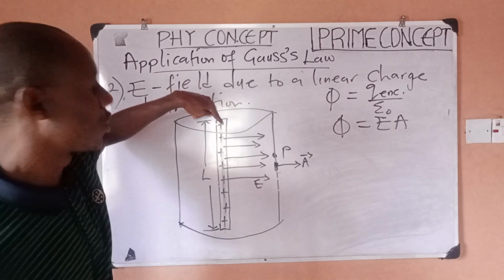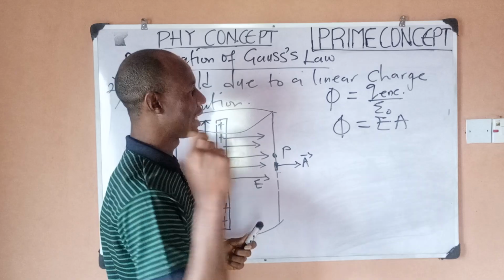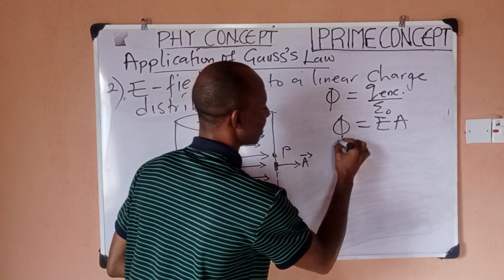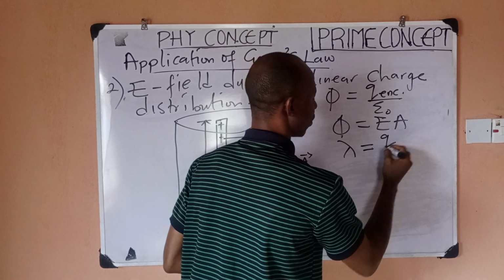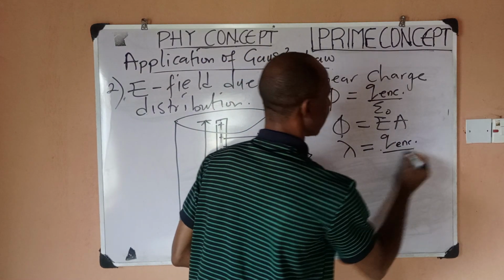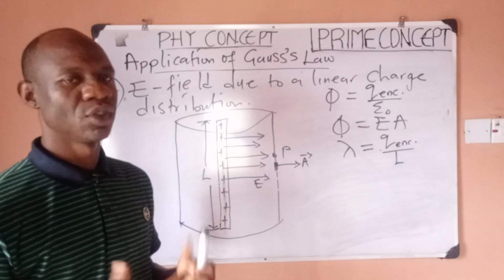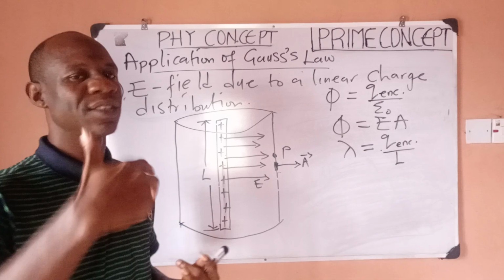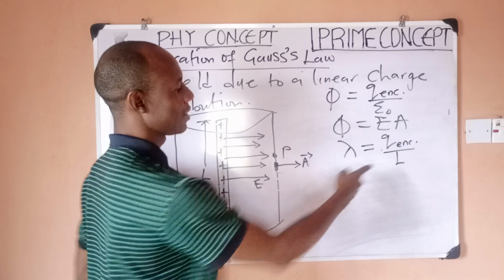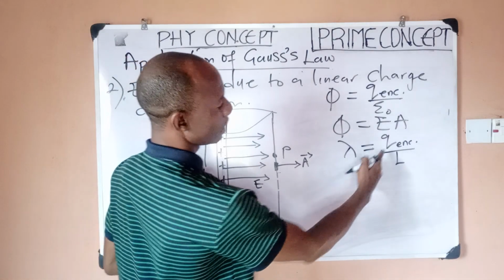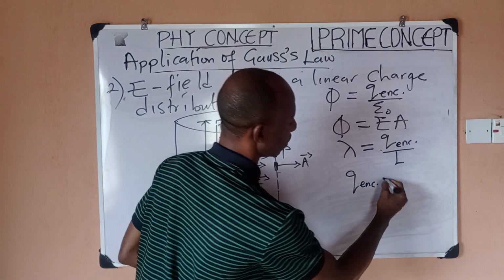Since we're not talking of just one charge, we have so many, let's use a better term to describe that. It's going to be the linear charge density. So linear charge density, lambda, I'll still write the meaning. Lambda is charge enclosed divided by the length. Charge per unit length is what you call linear charge density. Whenever you talk about density, it's always a quantity over length, or over area, or over volume. So if I make charge the subject, the charge enclosed is going to be lambda L, right?